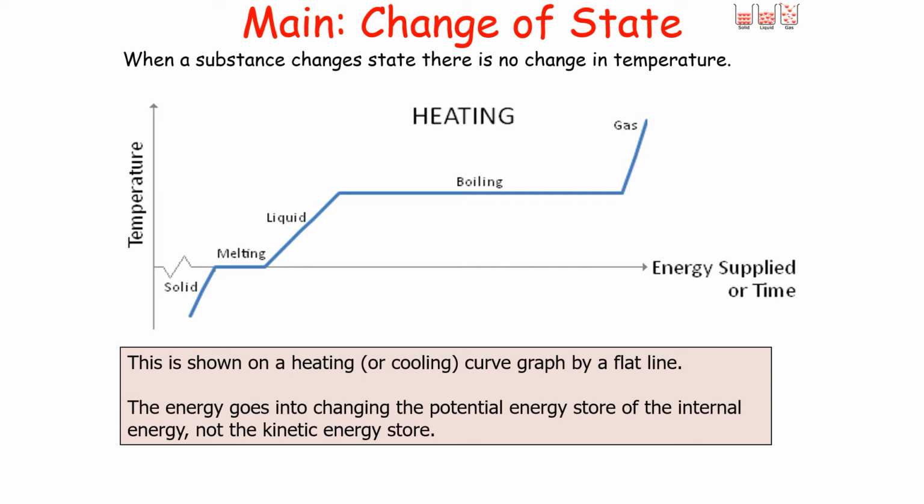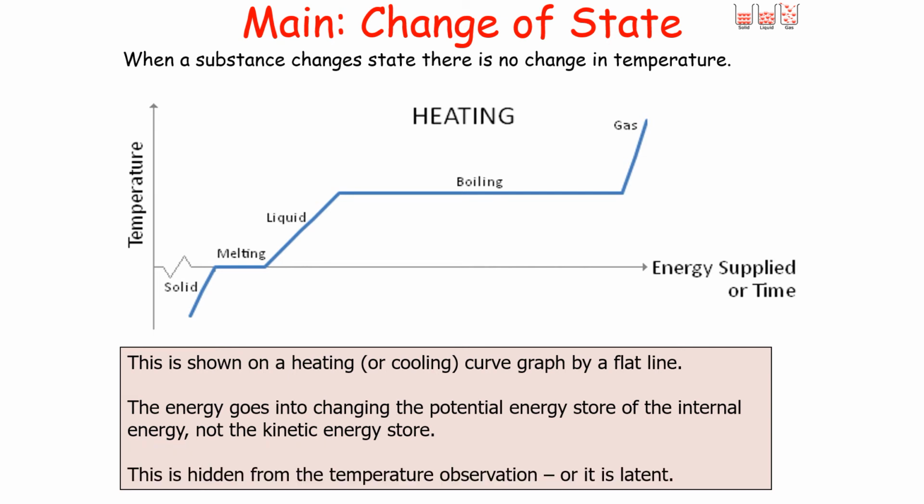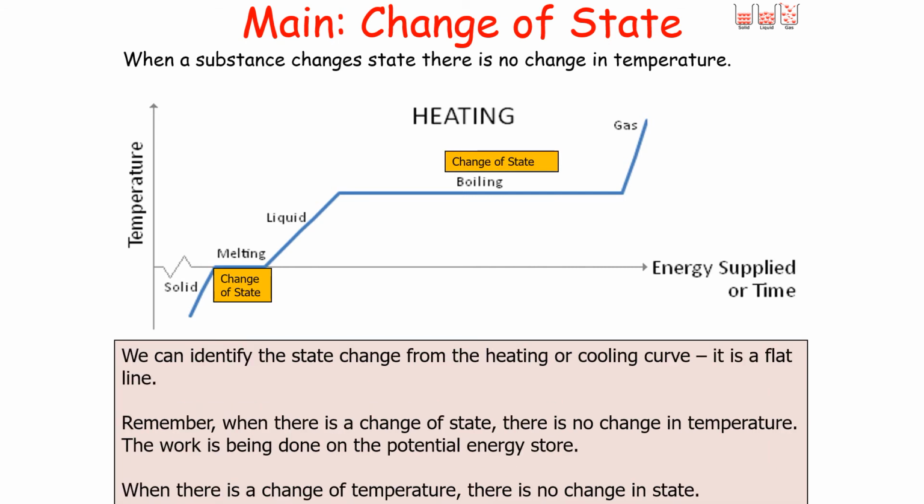So this tells us that this change in energy is hidden from the temperature observation, or it is latent, as latent is another word meaning hidden. Now we can identify a state change from a heating or cooling curve, like we said before, when there's a flat line, because when there's a change of state, there is no change in temperature, so the work is being done on the potential energy store.